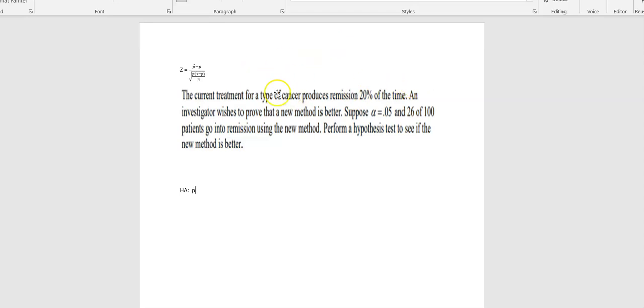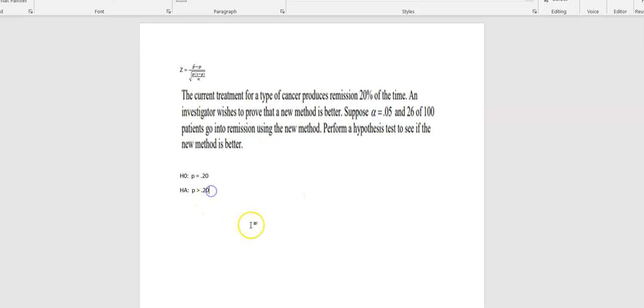Now, an investigator wishes to prove that a new method is better. So he wants better than 20% remission. He wants remission that is higher than 20%. So we want the proportion to be greater than 20%, but as a proportion, that's going to be 0.20. Our null is exactly the same thing, but with an equal sign. So P equals 0.20.